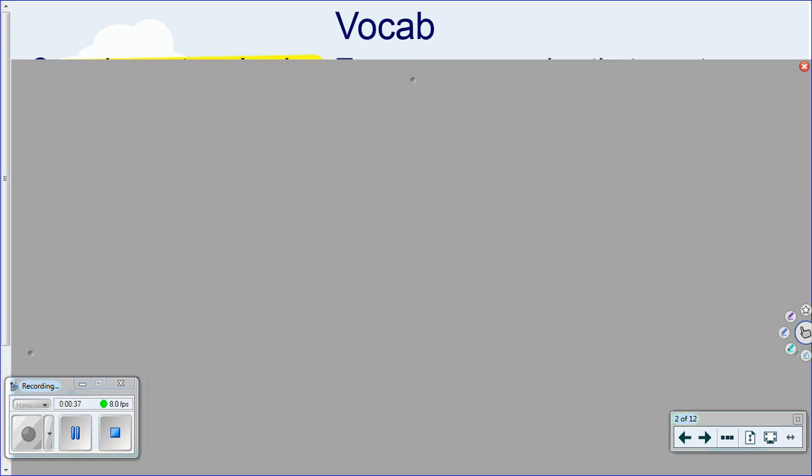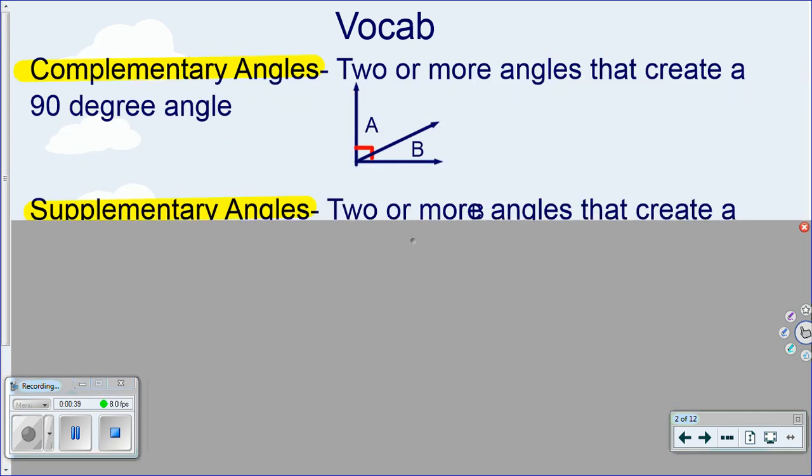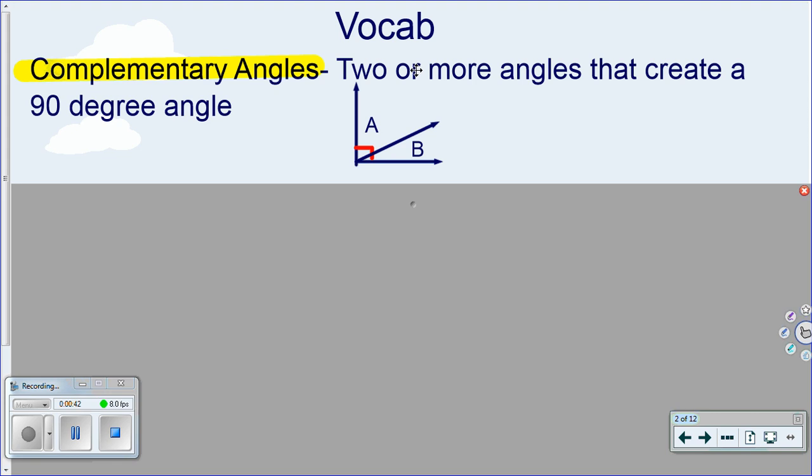Alright, so vocabulary, the most important thing in this section. So here we go. First vocabulary word that we need to copy down is a complementary angle. Complementary angles are 2 or more angles that create a 90-degree angle. And a 90-degree angle, remind me again, that has a special name. What's it called? A right angle. Good. So a complementary angle is 2 or more angles that add up to a right angle, which is 90 degrees. Please make sure you include the picture.